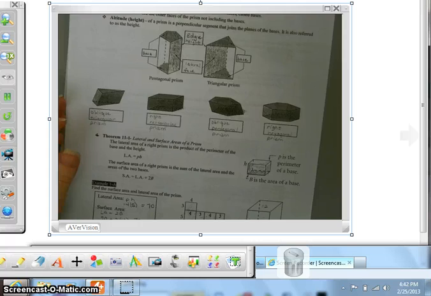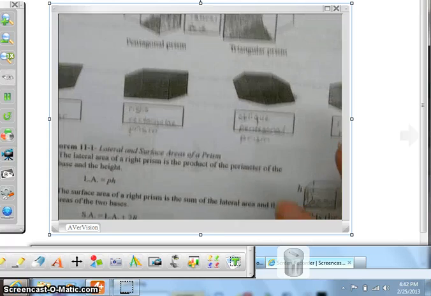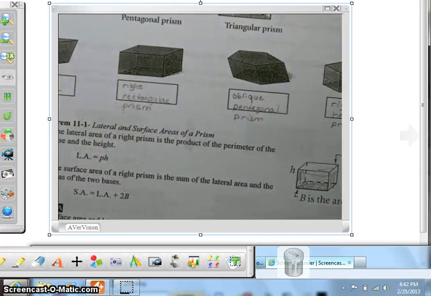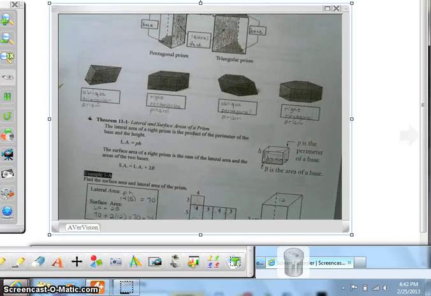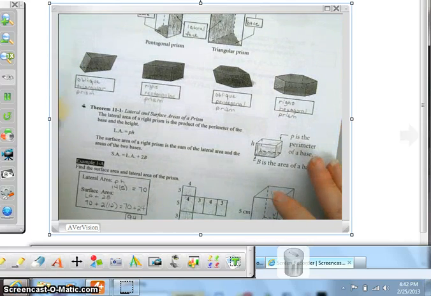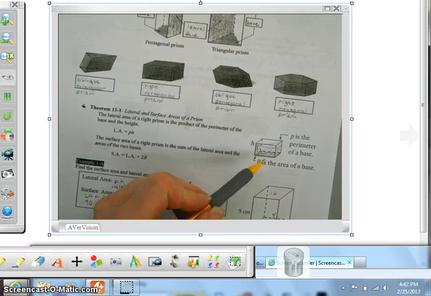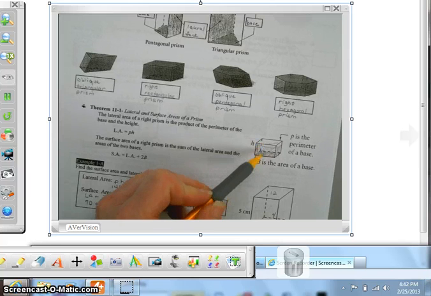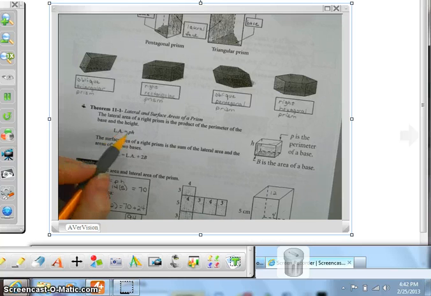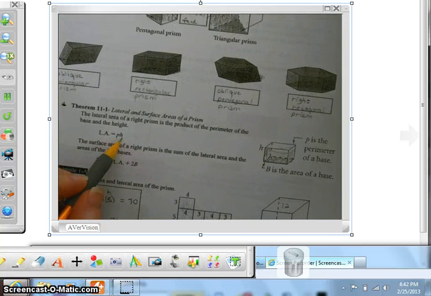Let's look at the formula to find the actual lateral area of a prism. Again, the lateral area in this case would be the front and back and the sides together, all the way around that thing, not including the top and bottom, which are the bases. So your lateral area is PH. That's perimeter times the height.